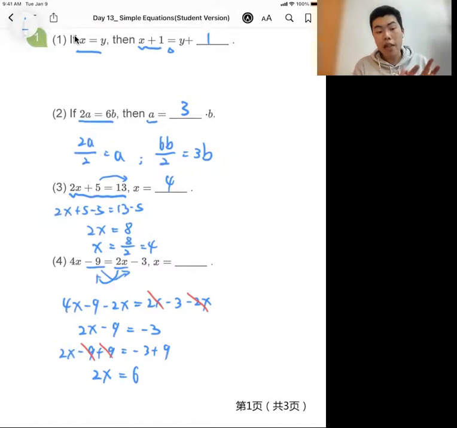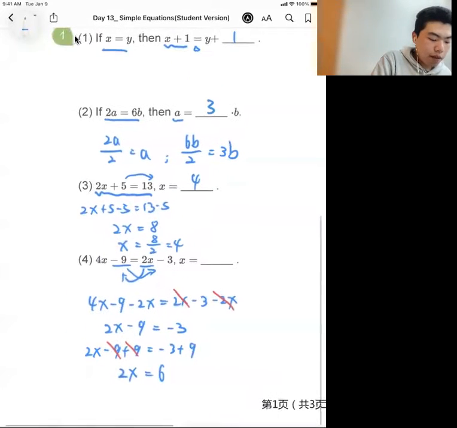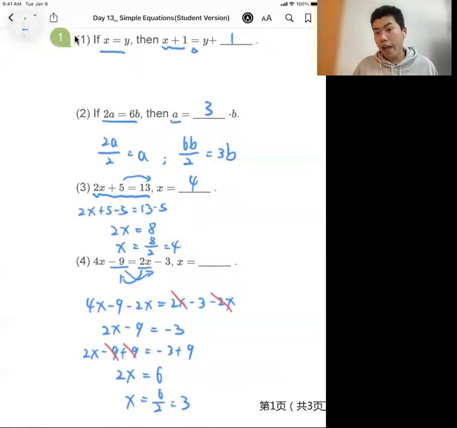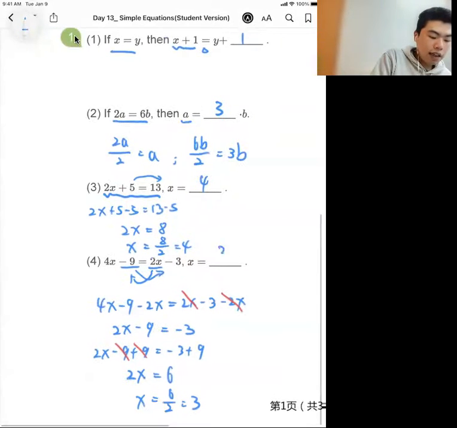Since we now just have the variable on the left-hand side and the number on the right-hand side, we can divide both sides by the number 2. So we have x equals 6 divided by 2, which equals 3. Because x equals 3, that is the solution of this equation. So we can just write it as x equals 3.